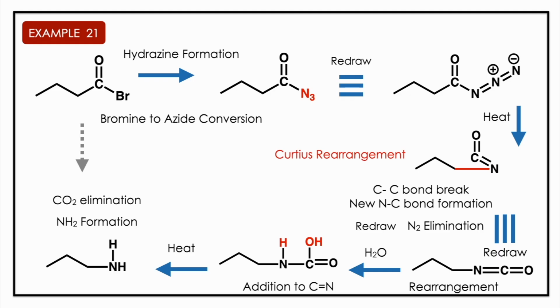Then the next reactant is water, which will undergo addition reaction with the N=C bond. Further heating leads to CO2 elimination. Here CO2 eliminates because of the unstable carbon, because the carbon is attached to many heteroatoms. It is highly unstable and leads to the final product. The concept outlined here is that functional group conversion of acid chloride into amine is possible through Curtius rearrangement.